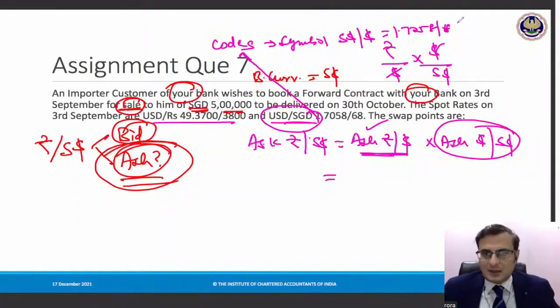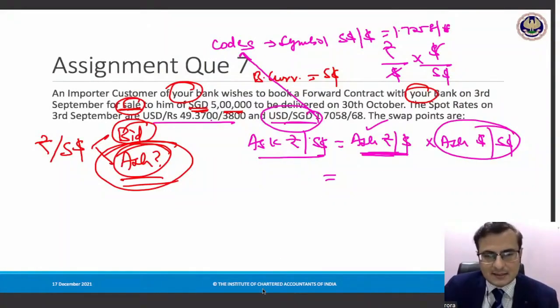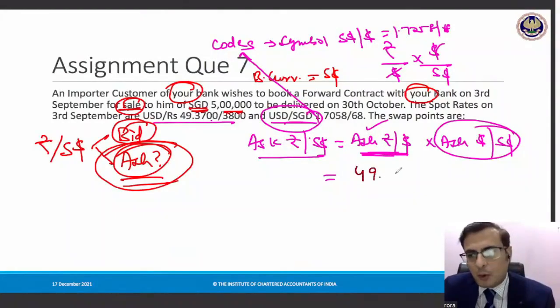Fine. So, this is clear. Why do we need this? We apply common sense and ask dollar by Singapore. Why? So that this gets cancelled. Clear? Okay. Now, is the rate given to you? What is the rate? 49.38, ask rate.